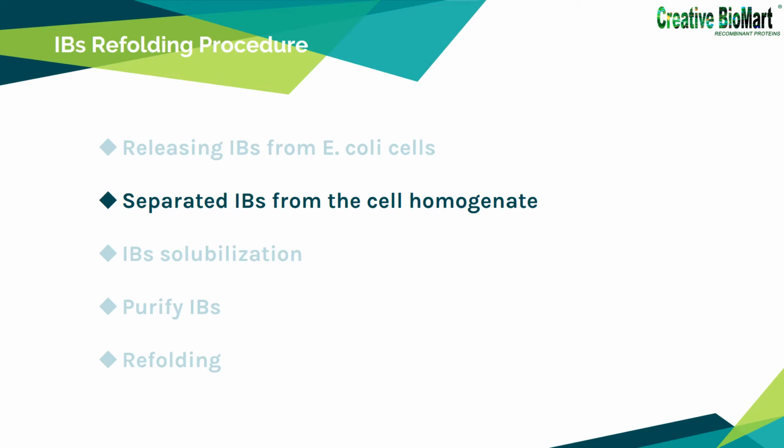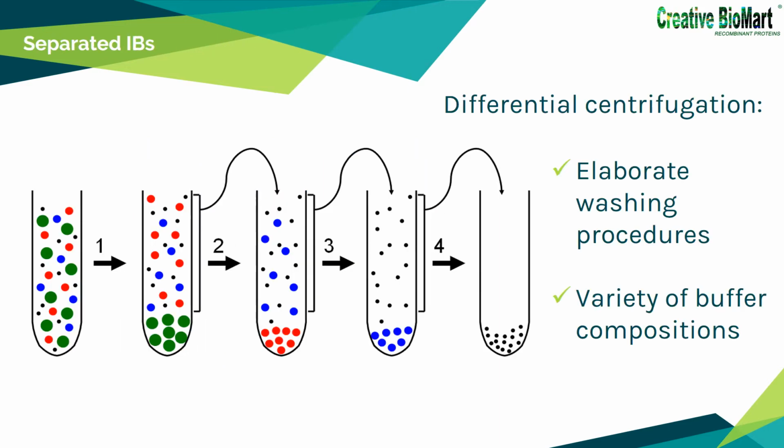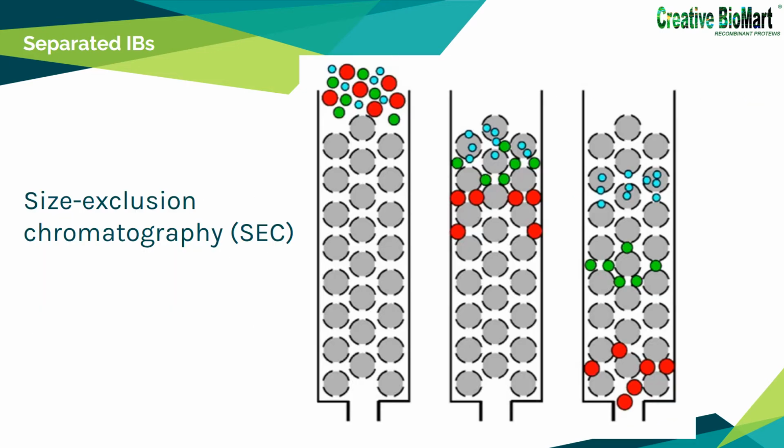Secondly, separate IBs from the cell homogenate after cell disruption, to get rid of the cell debris and other soluble impurities. The standard method is differential centrifugation, which often means elaborate washing procedures with a variety of buffer compositions, in order to free the IBs from the cell debris and soluble contaminants. Another method is size exclusion chromatography, using a gel media with an exclusion limit that allows all cell homogenate components except the IBs to penetrate the gel network.